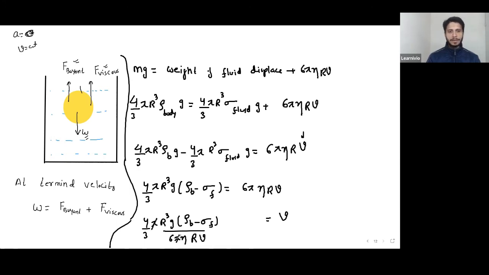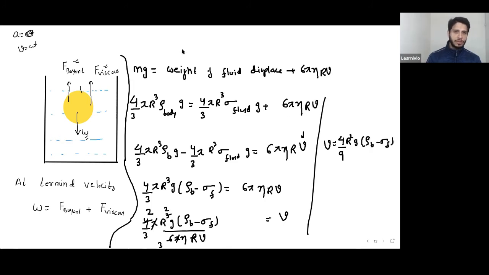Pi will cancel this pi. R will cancel this cube, leaving r square. 2, 2s are 4, 2, 3s are 6. So I'm left with v is 4 by 9, r square g, density of body minus density of fluid, and there is no r, divided by eta. This is the expression of terminal velocity.